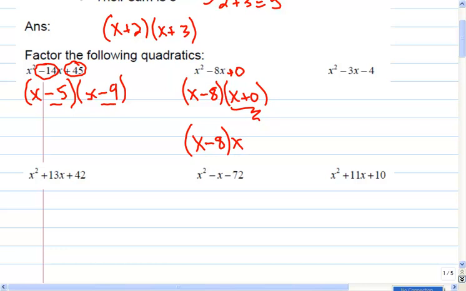Okay. How about multiplies to negative 4 and adds up to negative 3? Sure, Jackie? 4 and negative 1. 4 and negative 1? Yeah, that'll work. So x plus 4, x minus 1. Yeah, sorry, I got it backwards there.